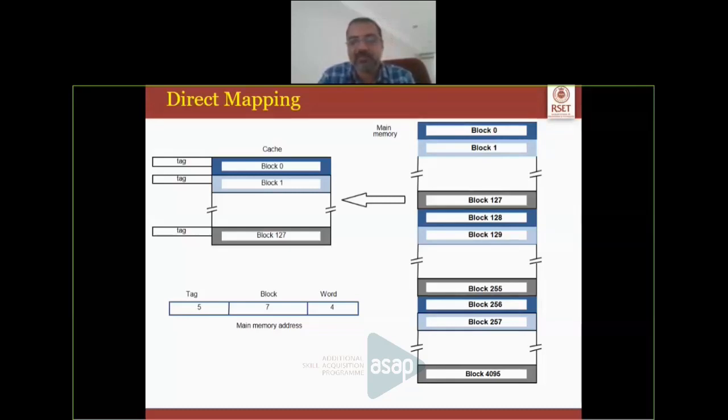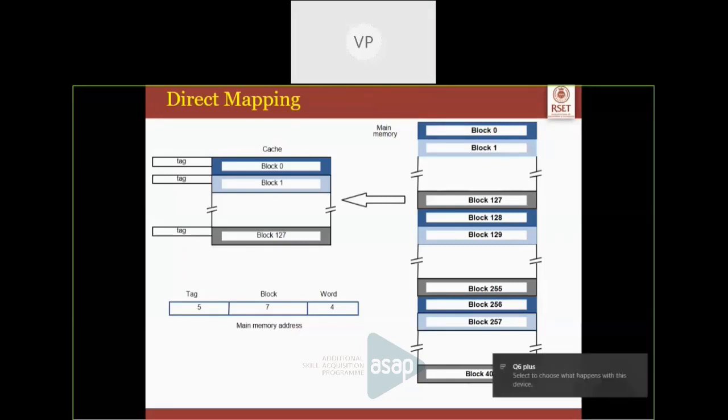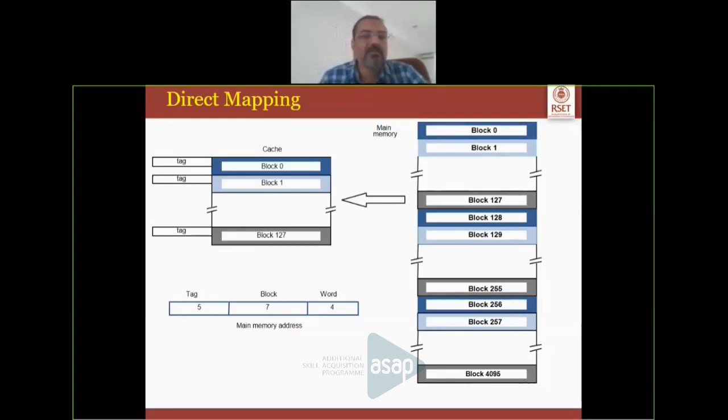The next question is: is direct mapping associated with hashing function mapping? Yes. Then another question: why can't we make the cache memory as large as main memory?